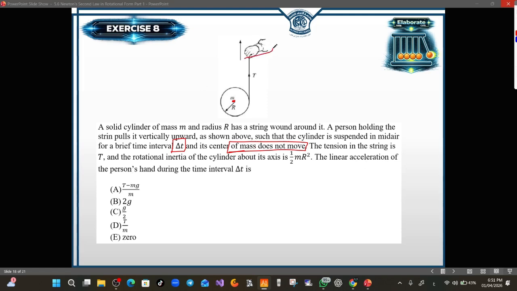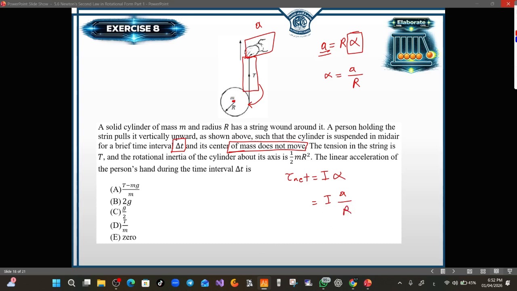Now the linear acceleration of the hand is the same as the linear acceleration of the string. And the linear acceleration of the string is related to the angular acceleration of the wheel via this formula: A is equal R times alpha. So if we know alpha, we can find A. Now tau net equals I times alpha. Since we are interested in A and not alpha, alpha can be expressed as A over R. So we can write I A over R.